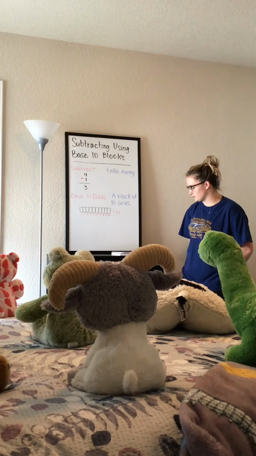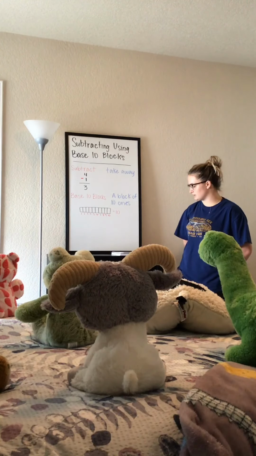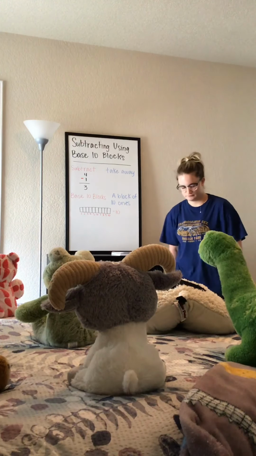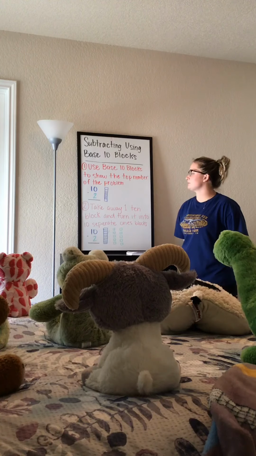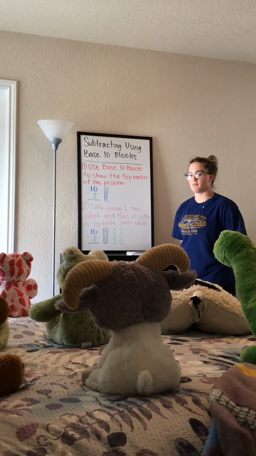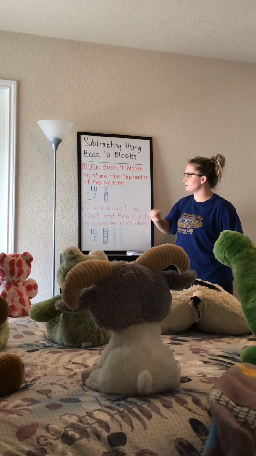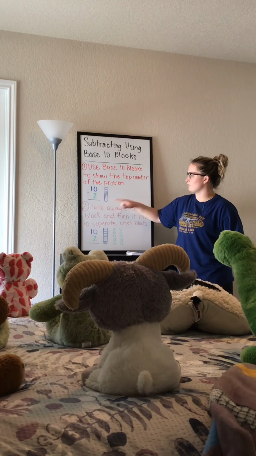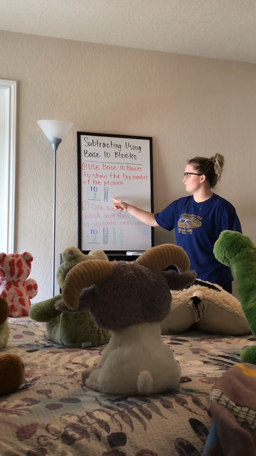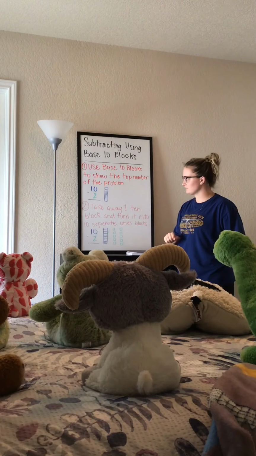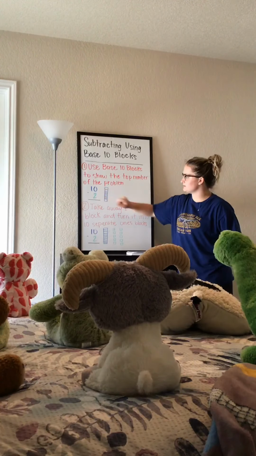Now we're going to go over the steps you'll need to know for this lesson. Please copy these notes down in your math journal. First step is to use base 10 blocks to show the top number of the problem. In this problem right here, we have a 10 at the top. That means we only have one base 10 block because one base 10 block equals 10. So it's 10 minus 2.